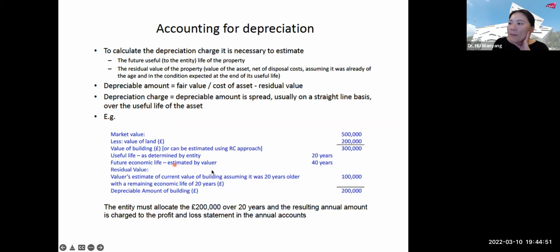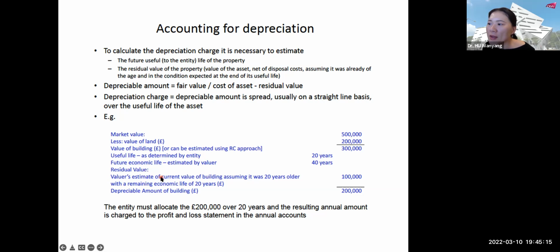And that's the useful life. We estimate this number, let's say 20 years. Future economic life, let's say, is 40 years. This is estimated by the valuer. And then the residual value. Okay, we have a residual value.